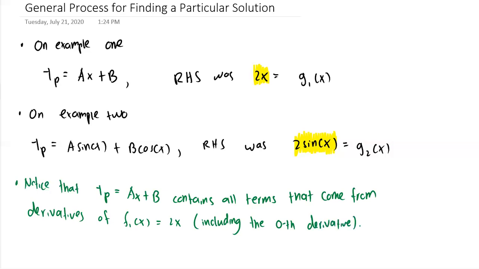Why? Well, the function itself has 2x as a term. Okay, we have something that has a constant times x as a term. And then the first derivative has a constant, right? So we have something that is a constant in our particular solution as well. Any derivative after that is 0, which is just a constant. So again, that's already included by the fact that we are including a constant term in our particular solution. And you'll see that this is also the case for example 2.